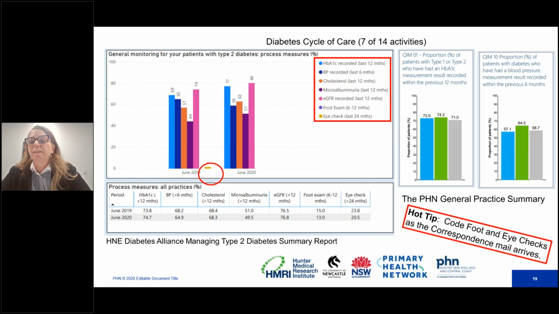So you can see this practice has got 73% HbA1c recorded, which might look good, but it still means that there's 25% not recorded. And likewise, the blood pressure and diabetes, this particular practice has got about half recorded and about half not recorded. So there's always opportunities for quality improvement activities.